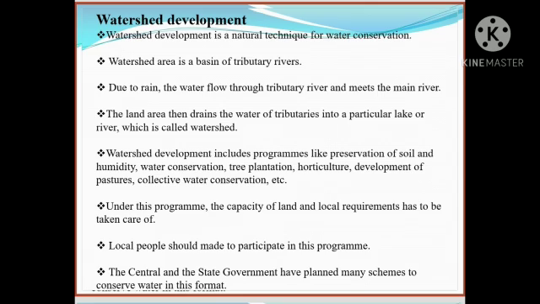Watershed development includes programs like preservation of soil and humidity, water conservation, tree plantation, horticulture, development of pastures, collectively water conservation, etc. Under this program, the capacity of the land and local requirement has to be taken care of. Local people should be made to participate in this program. The central and the state governments have planned many schemes to conserve water in this format.